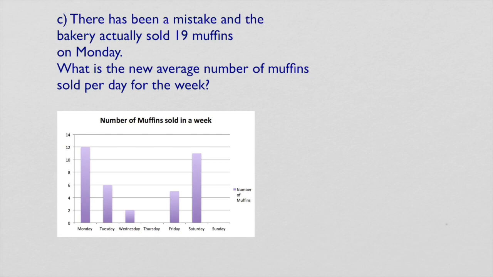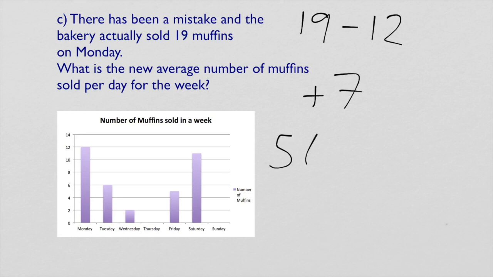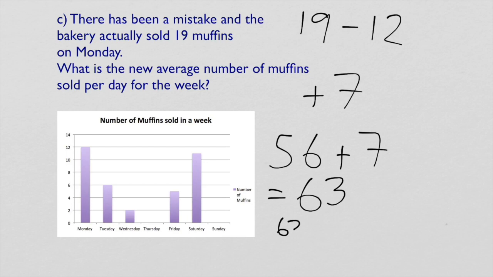There were an extra 7 muffins sold on Monday. So that means there's an extra 7 to the total. So instead of 56, we have to add 7 to that, and we know that the new total is 63. So a new total of 63 muffins. If there's 7 days in the week, you divide 63 by 7, and you can recalculate the average, which is 9 muffins per day.